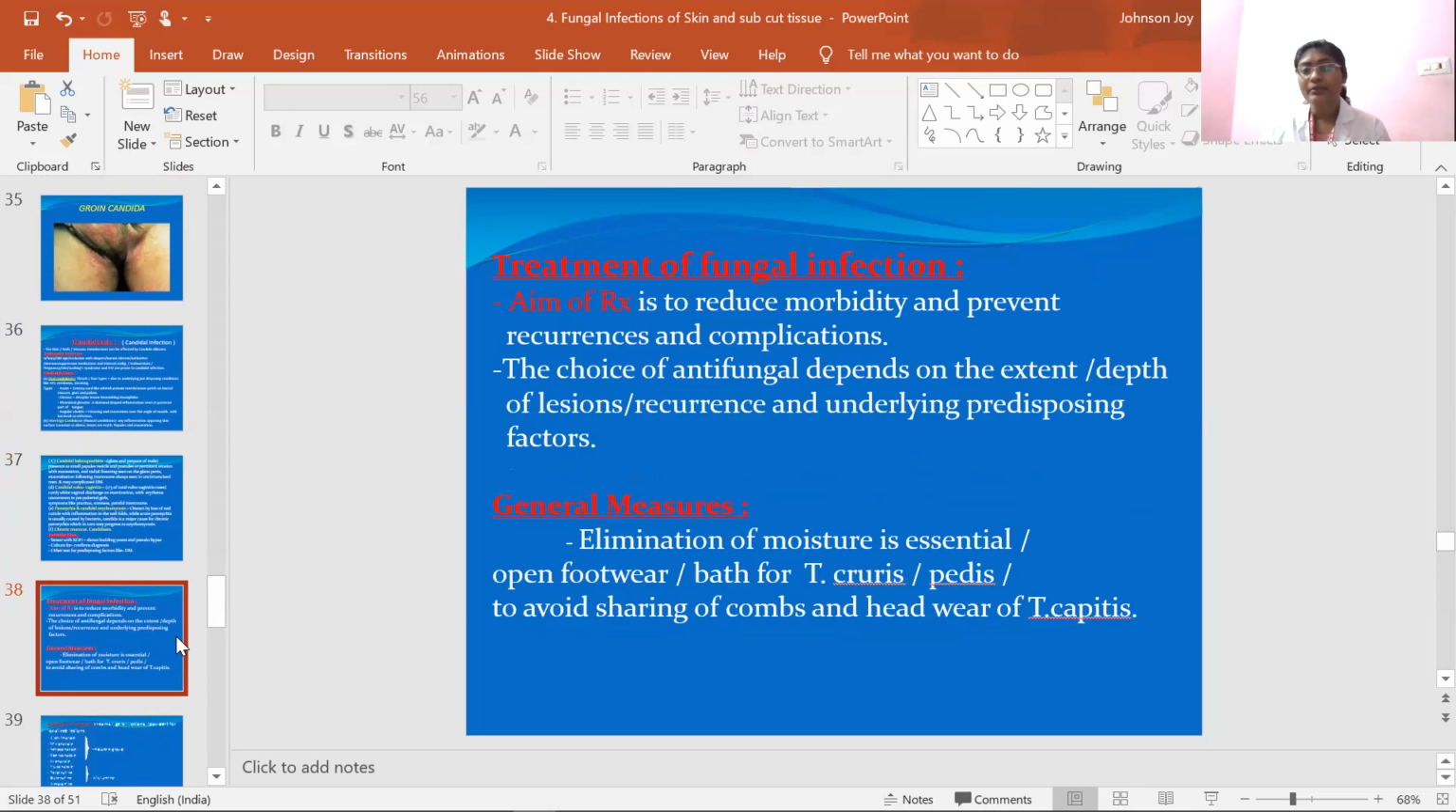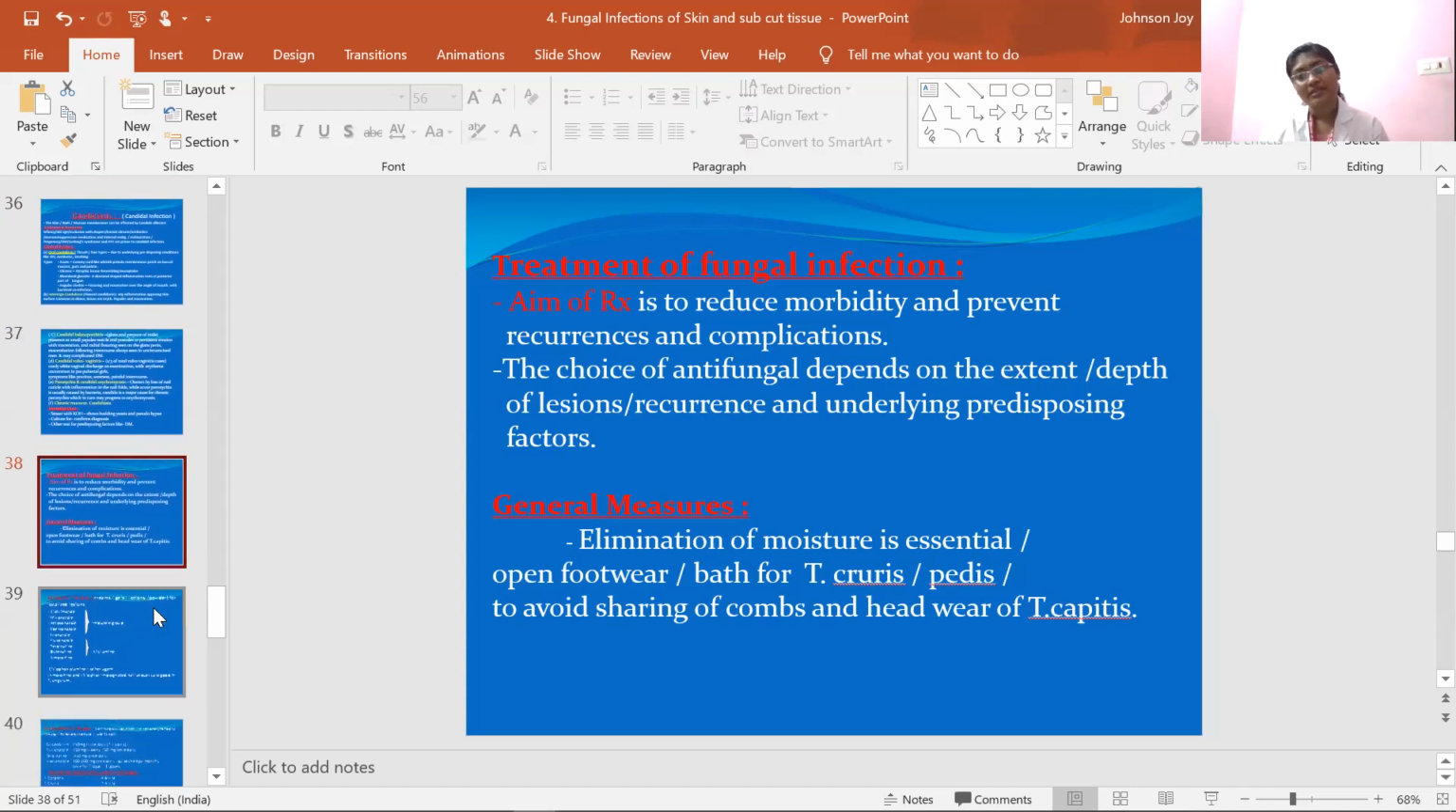Now, the general measures: elimination of moisture is very essential. You have to strictly tell the patient to avoid wet areas and to always keep the lesions and skin folds dry. Then open footwear or bath for tinea cruris or pedis, and avoid sharing of combs and headwear for tinea capitis. So we should not share personal things like our chappals or caps. Sharing can precipitate tinea, or spread the tinea infection from one person to another.